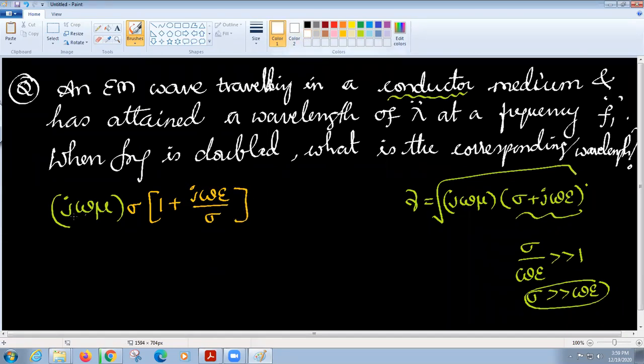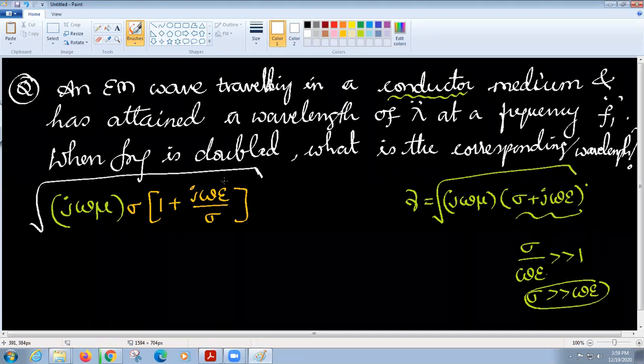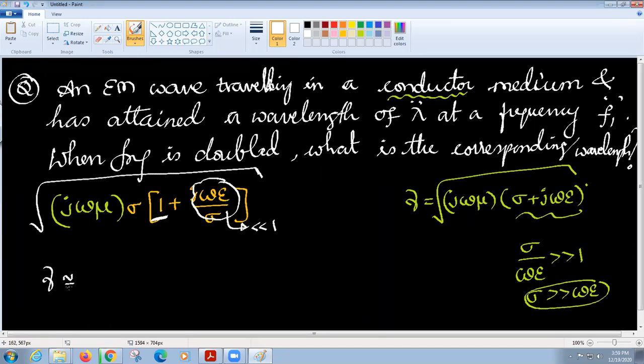All right. So this guy is sitting inside a square root. Now, if sigma is far greater than omega epsilon, then omega epsilon by sigma is far less than 1. So I can neglect this term. Therefore, gamma is approximately equal to the square root of j omega mu sigma.